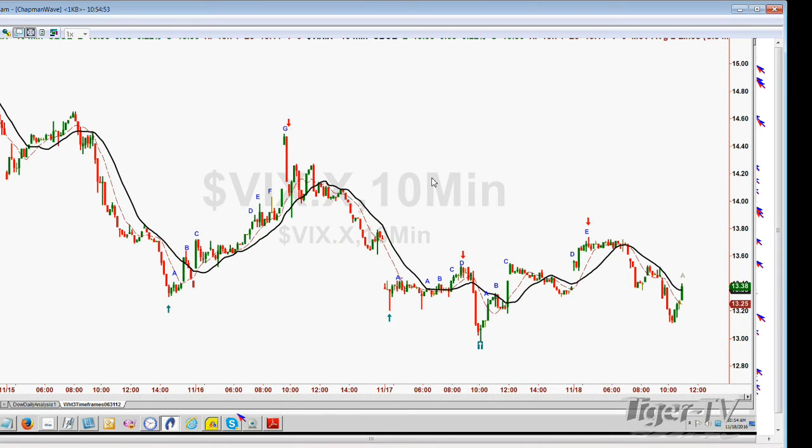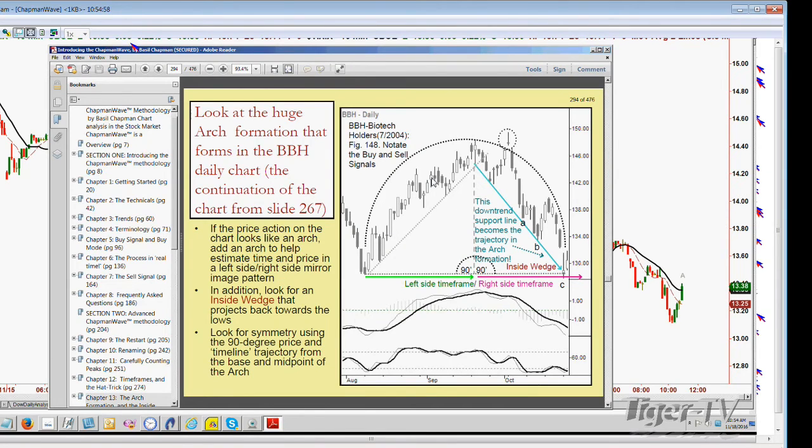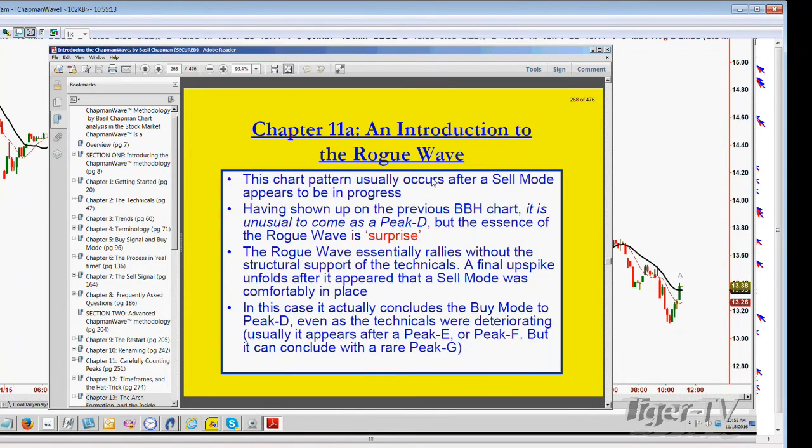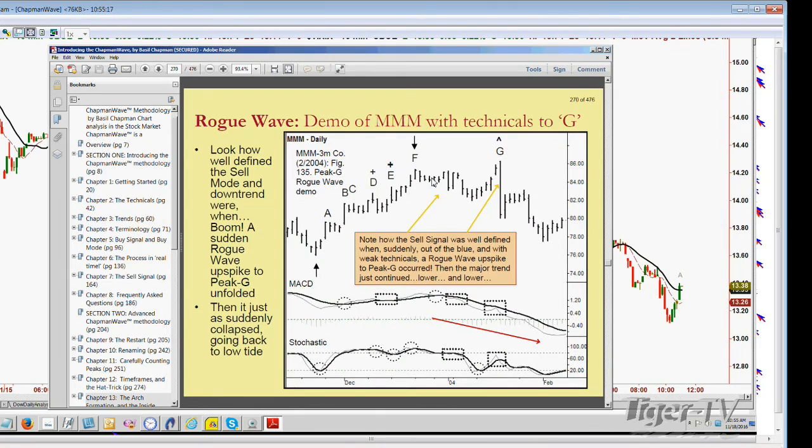I've spent time in my CD introducing the Chapman Wave methodology. Let me find it. I won't waste time, but there's a whole section on the rogue wave. I think it was 11A, slide 268. Let me just double check. Yeah, 268. Type in 268 and see what happens. Yeah, there's the rogue wave. And that's something that is very important. And it often happens at a G. Yeah, in the example I give, Triple M, it gives a G.